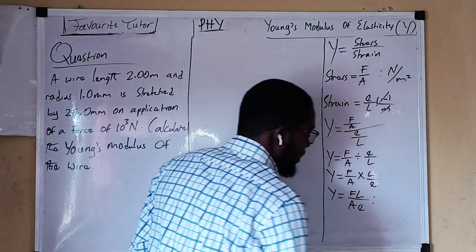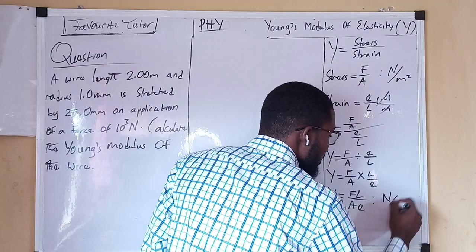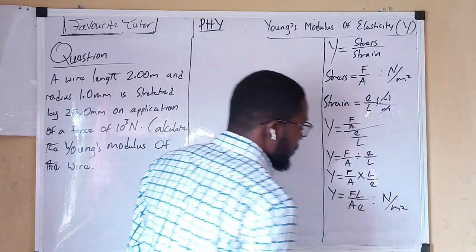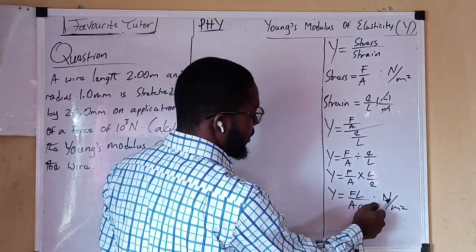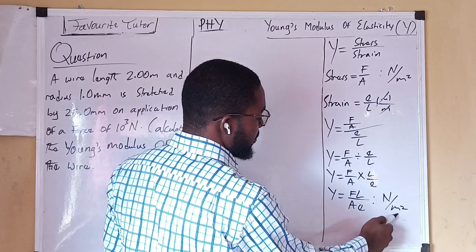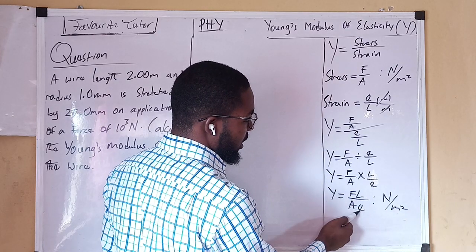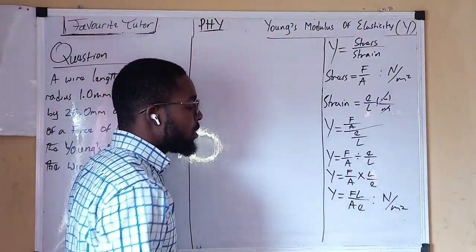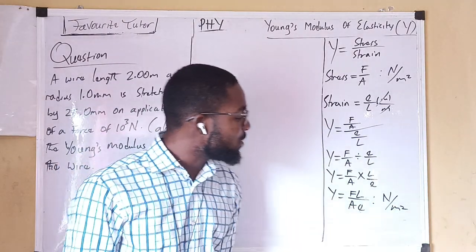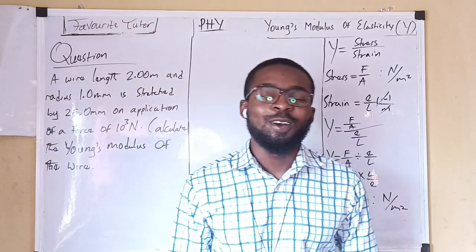And it is calculated in Newton per meter squared. The force is in Newton, the area in meter squared. This is length in meter, extension in meter; meter will cancel out meter. So Young modulus is calculated in Newton per meter square.